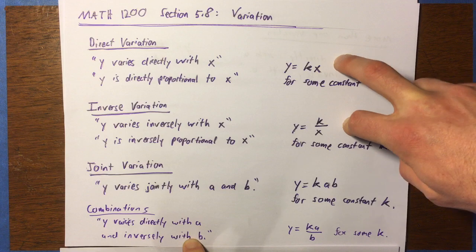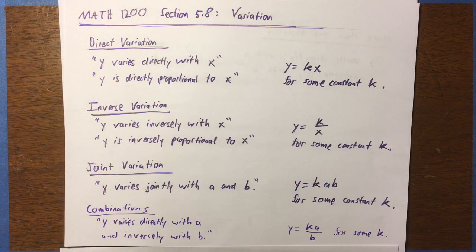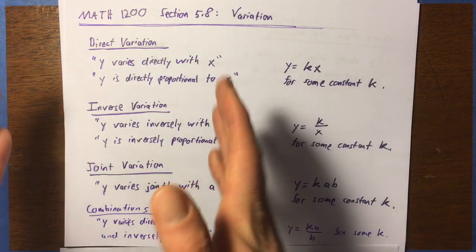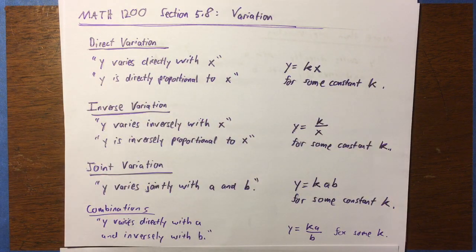All right. So that's the different types of variation and how to translate from words into equations. Now, in the next video, we're going to go over examples.